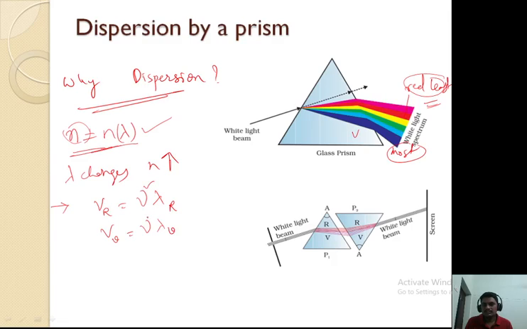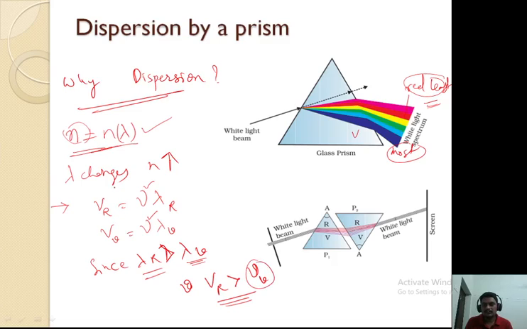Since the frequency is constant, as it depends on the source and not on the medium, and since lambda_r is greater than lambda_v, the wavelength of red color is more than the wavelength of violet light. So the speed of red is more than the speed of violet. Red color travels faster than the violet light.